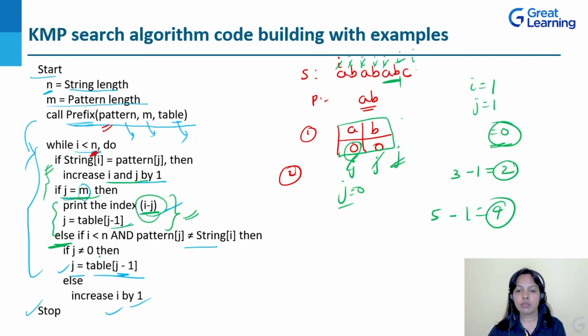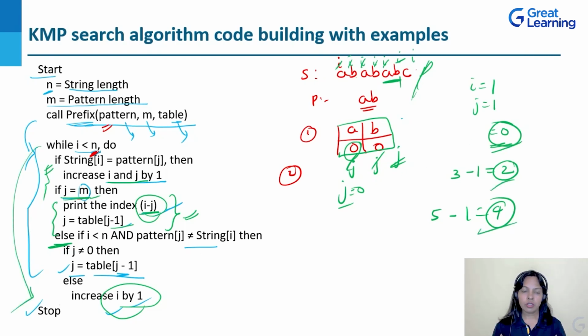If j is not equal to 0, you do that, but here j is equal to 0, so in that case you just simply increase I by 1. So you'll increase I by 1 and you will reach the end of the string. Hence you'll come out of this while loop and the algorithm will stop. And this 3 will be the output of the code. So this is how I have traced the algorithm.